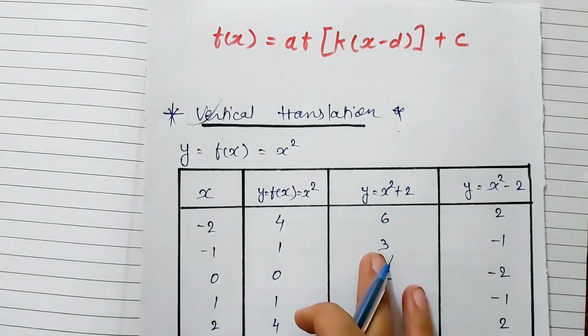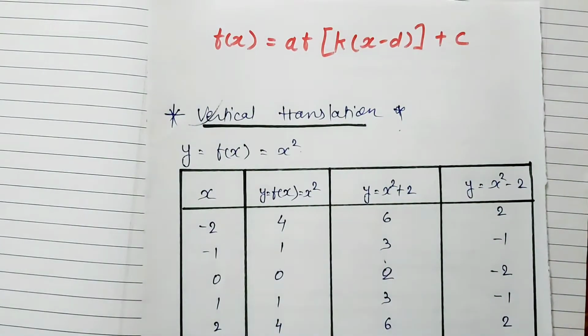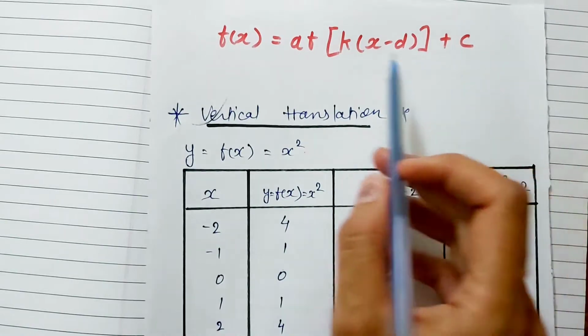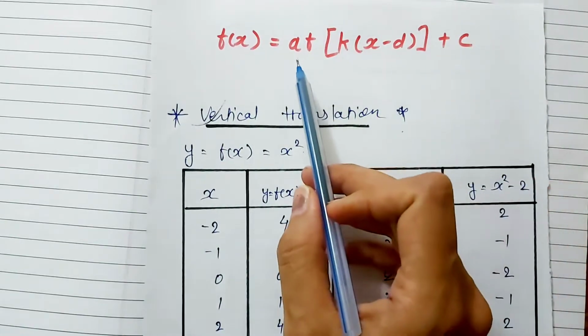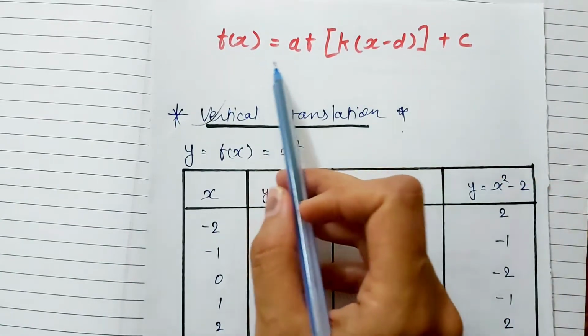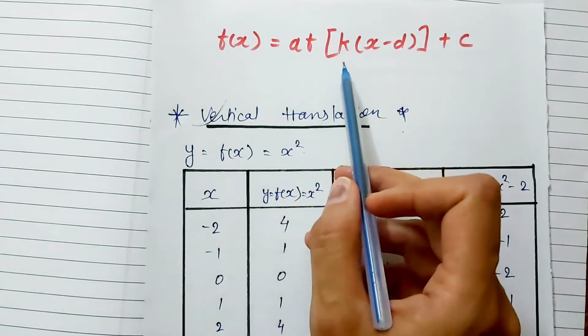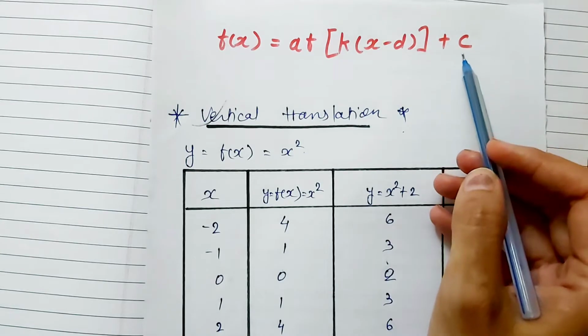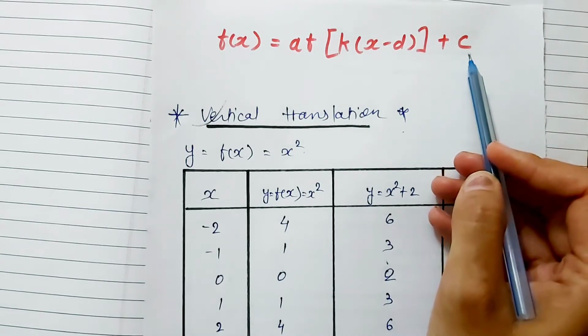Hi everyone, so let's get started and let's clear all our doubts about transformation of functions. So please get familiar with the standard format of any function, what it looks like, and we will get familiar with all these terms. Okay, so it is a multiplied by function of k into bracket x minus d plus c. Now this c value means that the function is moving vertically either upwards or downwards. Okay, we will get into details in a minute.